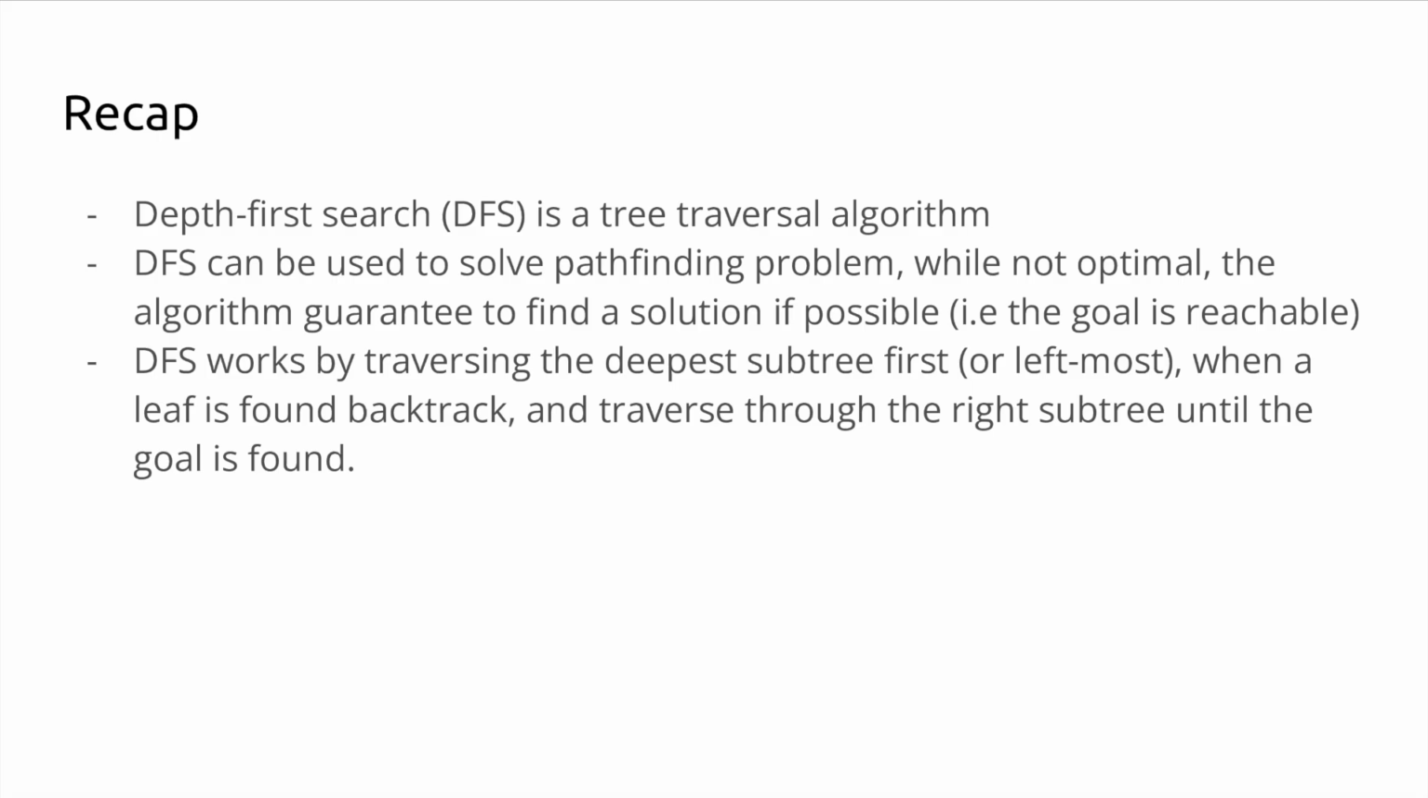Let's recap. We can solve the pathfinding problem by utilizing a depth-first search algorithm. DFS is a tree traversal algorithm that traverses through the tree until a certain goal node is reached. While it may not be optimal, it guarantees a path to the goal node if one exists. DFS works by starting at a root node and finding its first neighboring node that has not yet been visited, recursively visiting that first neighboring node until the goal node is reached.